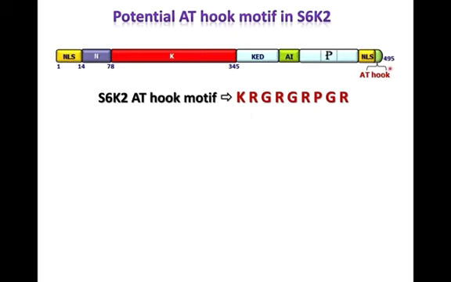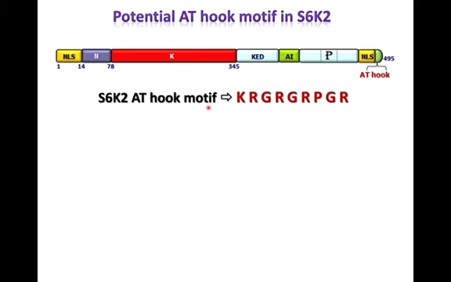this protein has a very specific sequence at the C-terminal end, called KRGRGRPGR. You don't need to remember the sequence. And this is a specific sequence. If it's found in any protein, this motif is called the AT-hook motif. What's the meaning of the AT-hook motif? This sequence has a characteristic behavior that enables any protein having this sequence to bind to the AT-rich regions of DNA.